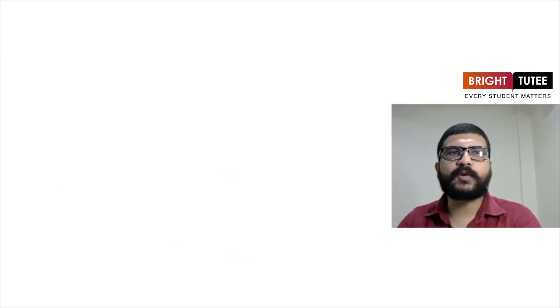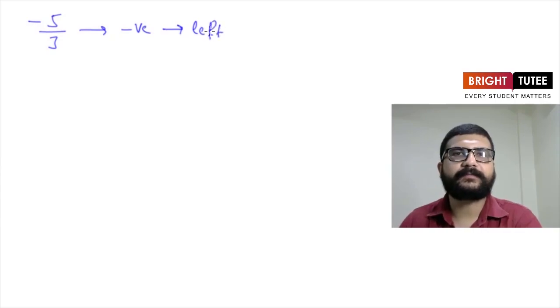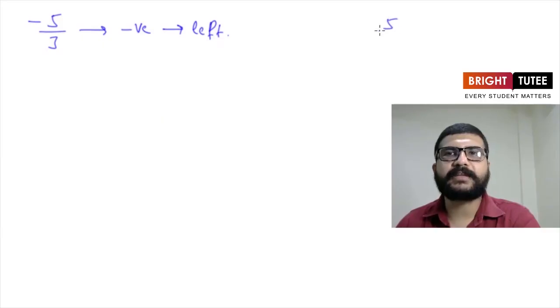Now let's take a few more examples. Let's try to plot minus 5 upon 3. So first of all, we can see that this number is a negative rational number, so it will lie on the left of the 0. Now between which two numbers will it lie? For that we have to find the decimal representation of this number. So 5 upon 3 is equal to 5 divided by 3.